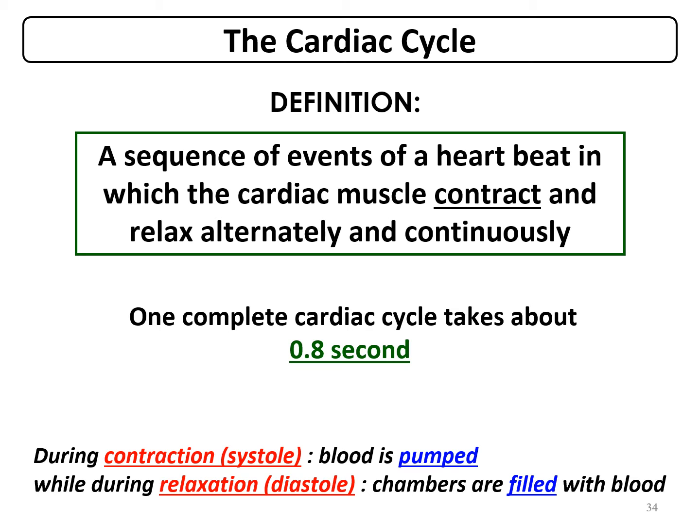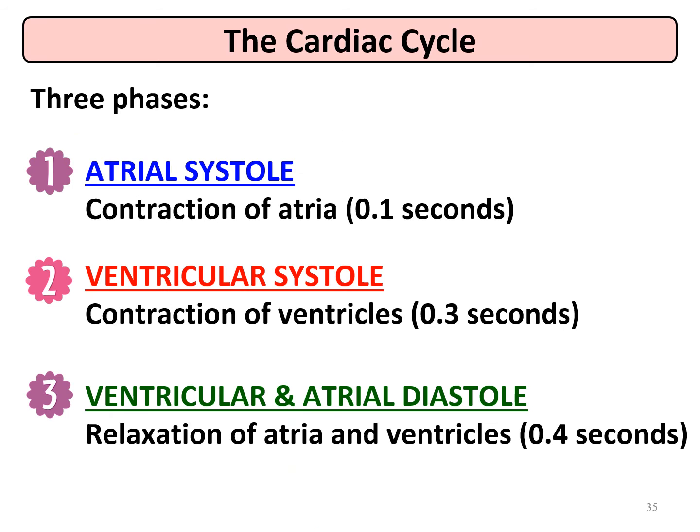Cardiac cycle is a sequence of events of a heartbeat in which the cardiac muscle contracts and relaxes alternately and continuously. One complete cardiac cycle takes about 0.8 seconds. To explain the cardiac cycle, we are going to use the words systole and diastole. During systole, blood is pumped because the chambers are contracting. The heart muscle is contracting, while in diastole, the chambers are filled with blood because the muscle is relaxing.